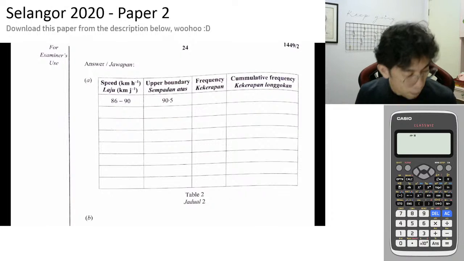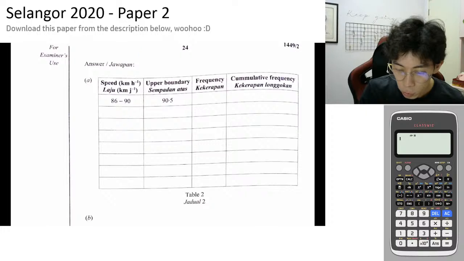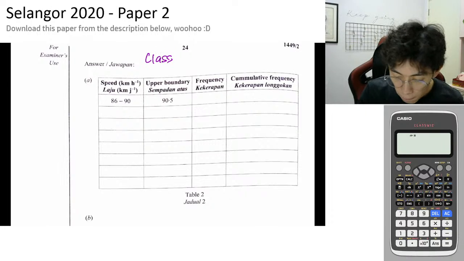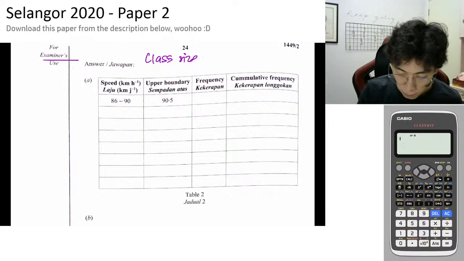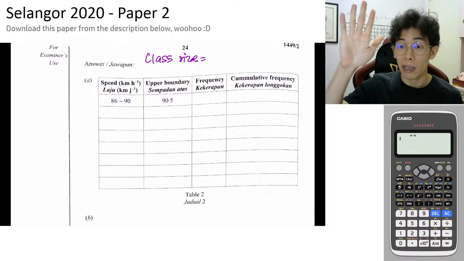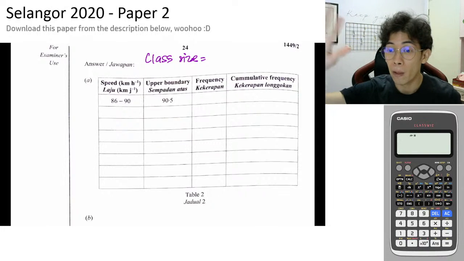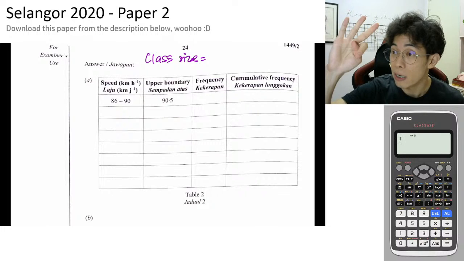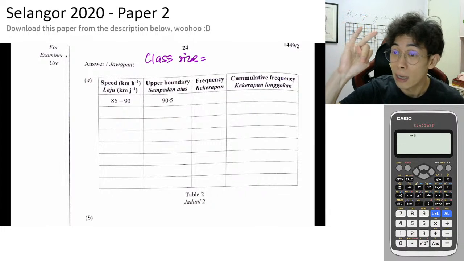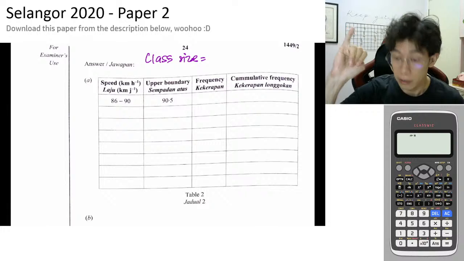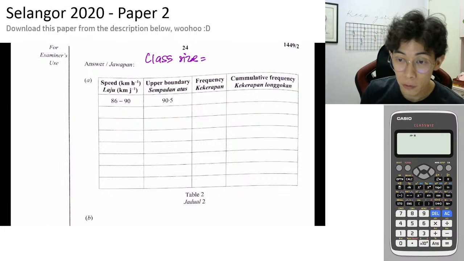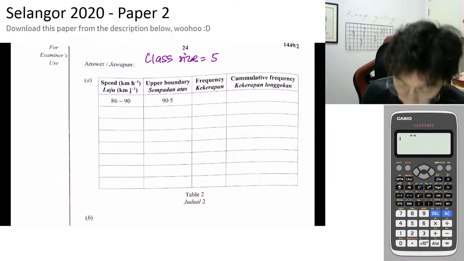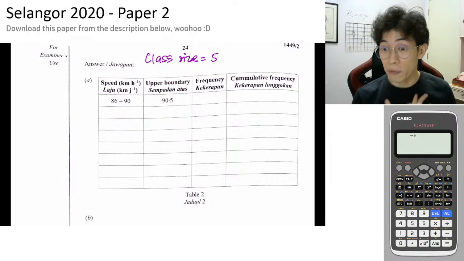86 to 90. In case you want to know, I just put it on top. The class size, everyone. Okay, class size 86, 87, 88, 89, and 90 is a total of 5. So I'm going to put this 5, in case they ask, you know it will be 5.